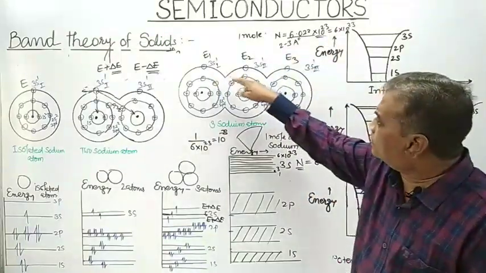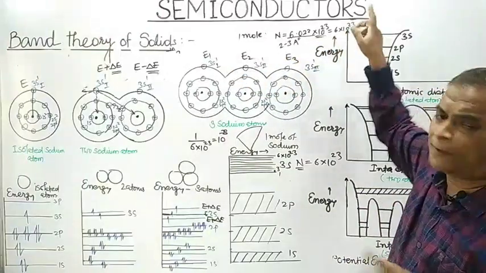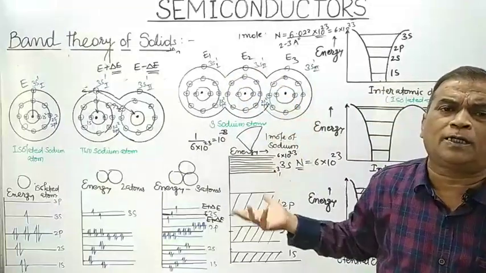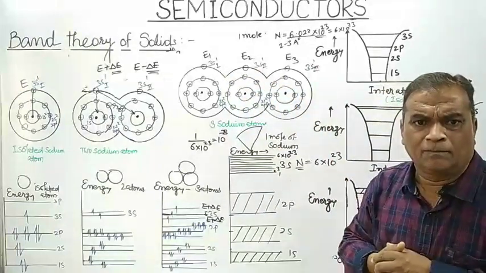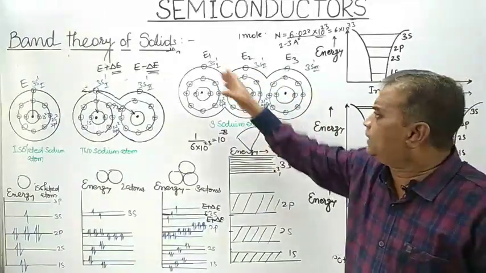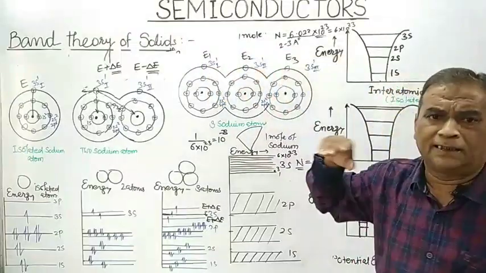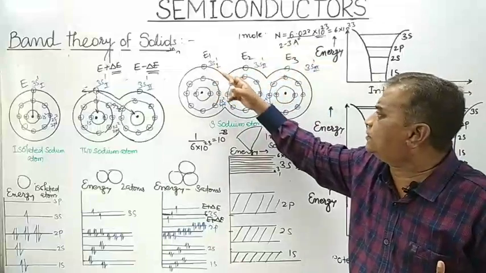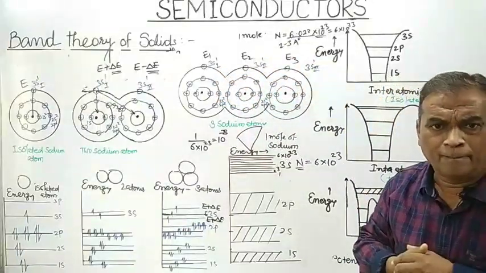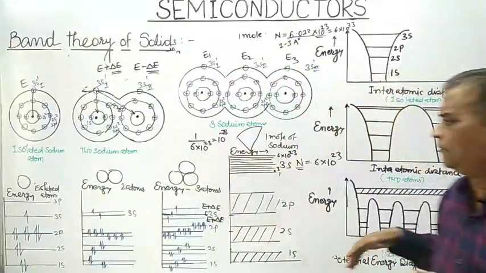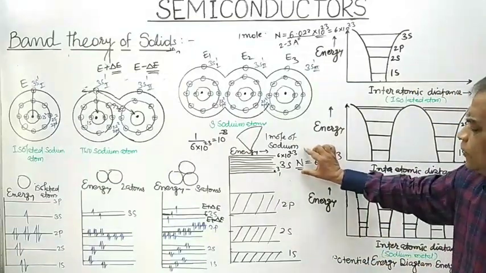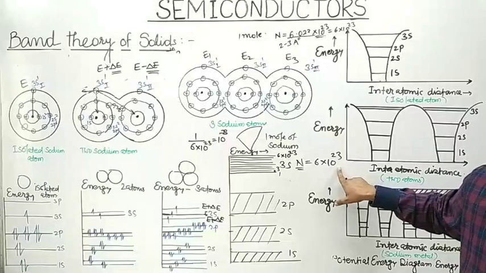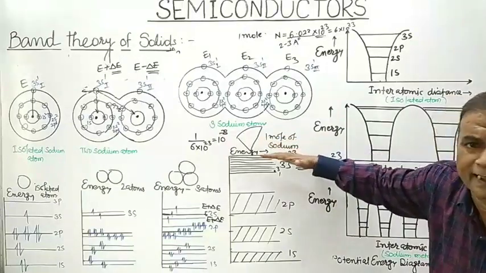Then in all 6 into 10 to the power 23 electrons, they will have a strong interaction with their neighboring atom. So there is a slight variation in the energy of 6 into 10 to the power 23 electrons which are lying in what? 3s orbit. So that 3s energy level, it gets splitted into n equal to 6 into 10 to the power 23 discrete energy levels.